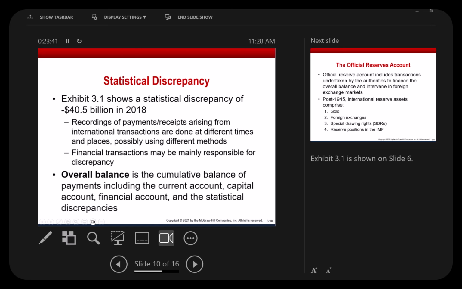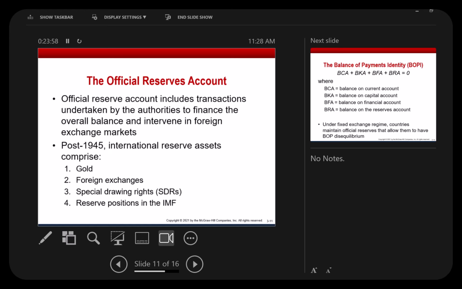The overall balance, if you add up current account, capital account, financial account, and statistical discrepancy, if there is no activity on the official reserve, the overall balance actually has to be zero. The official reserves accounts are basically transactions in these: gold, foreign currencies, any reserve positions you may have in IMF, the so-called special drawing rights. These are kind of reserve positions in IMF. The SDR is kind of a basket of currencies.